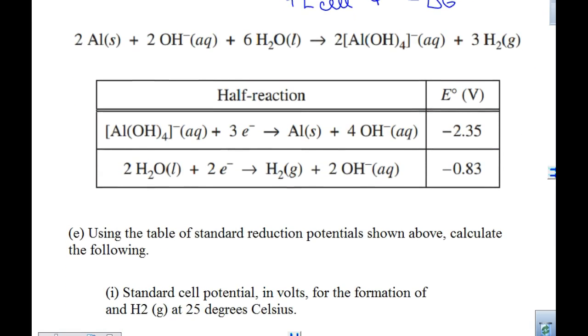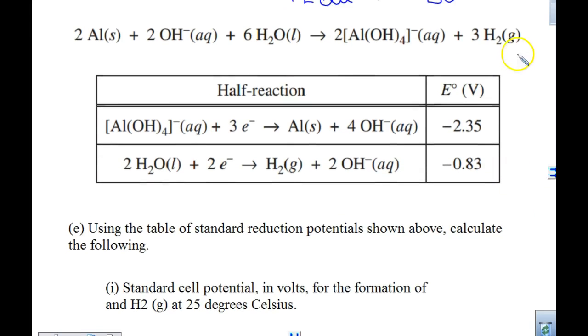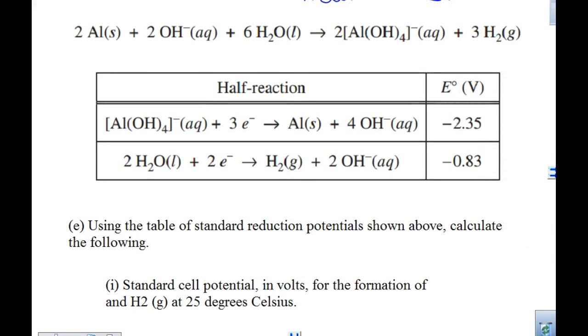So the first thing they want us to use is this little piece of reduction potential table they gave us to figure out what is the cell potential in volts for the formation of hydrogen gas at 25 degrees Celsius, which is standard conditions. And hydrogen gas is formed in this. So we have to figure out which half is oxidation and which half is reduction. So let's go to our equation. Okay. So we have water forming hydrogen gas. So in this case it's gaining. So this is our reduction half.